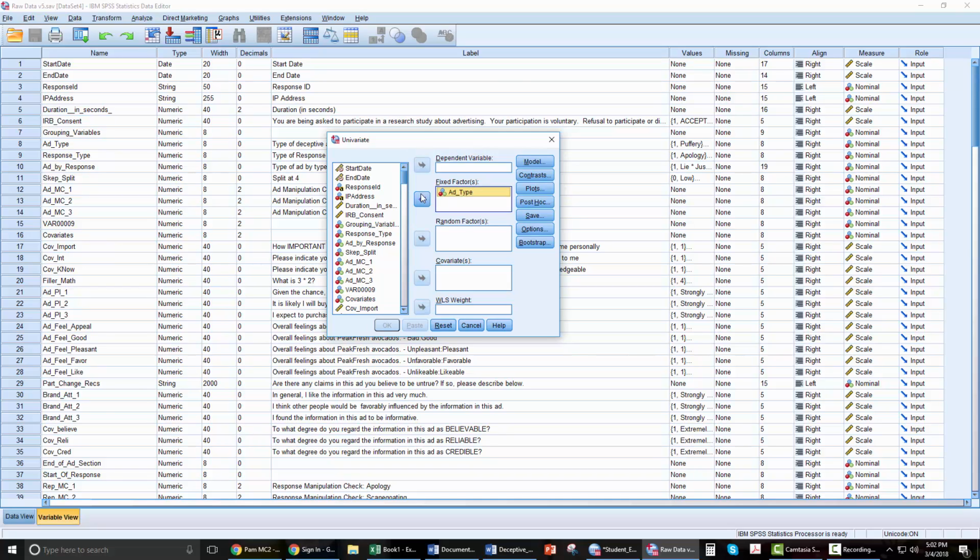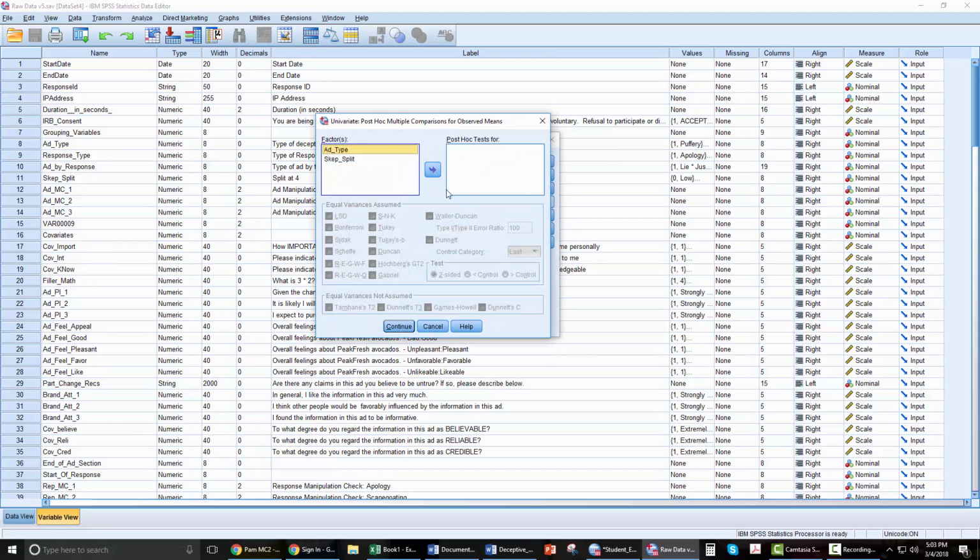And MC3 to the dependent variable? Yep. And then skep in here as well? Skep split. And post hoc. Move both these over. With a reminder that skep split will give you a warning message because there's only 2 groups, versus add type, there's 3 groups, and you cannot run a post hoc on something that has only 2 groups. But we're just going to ask for it anyway.